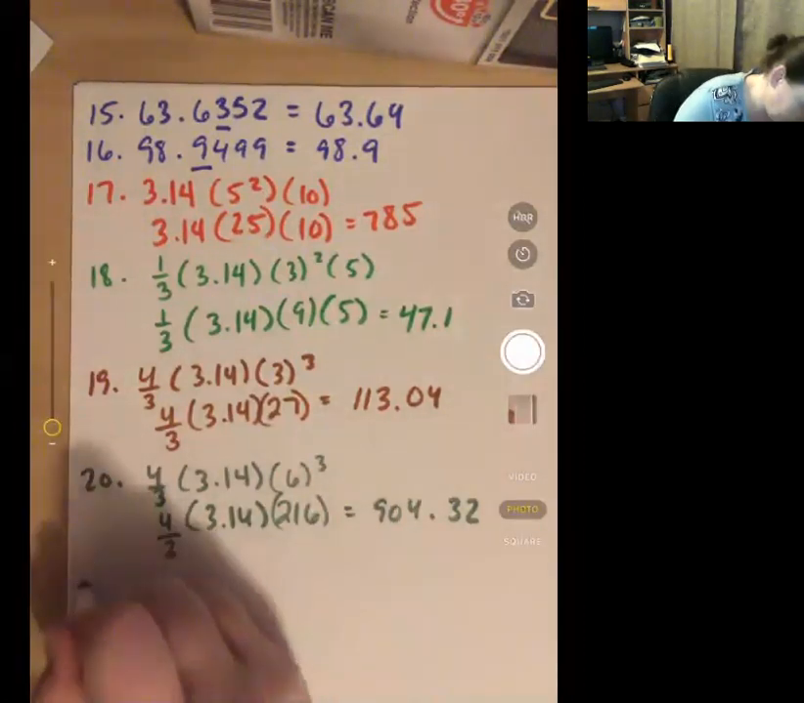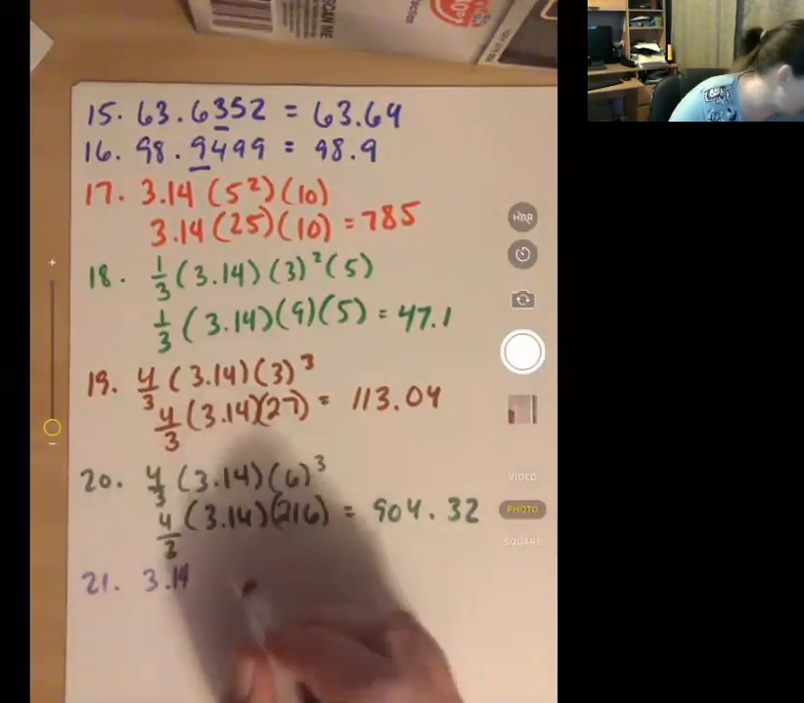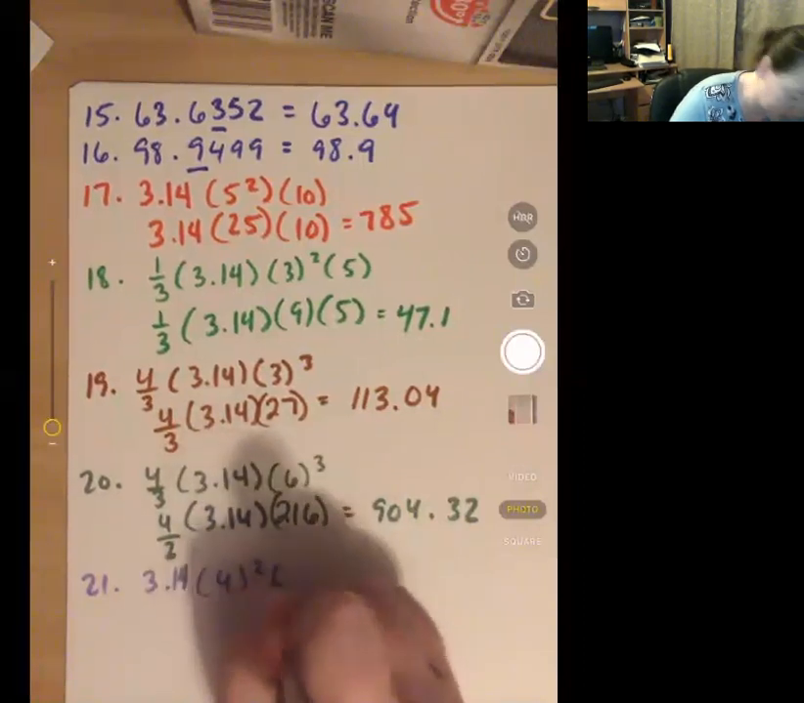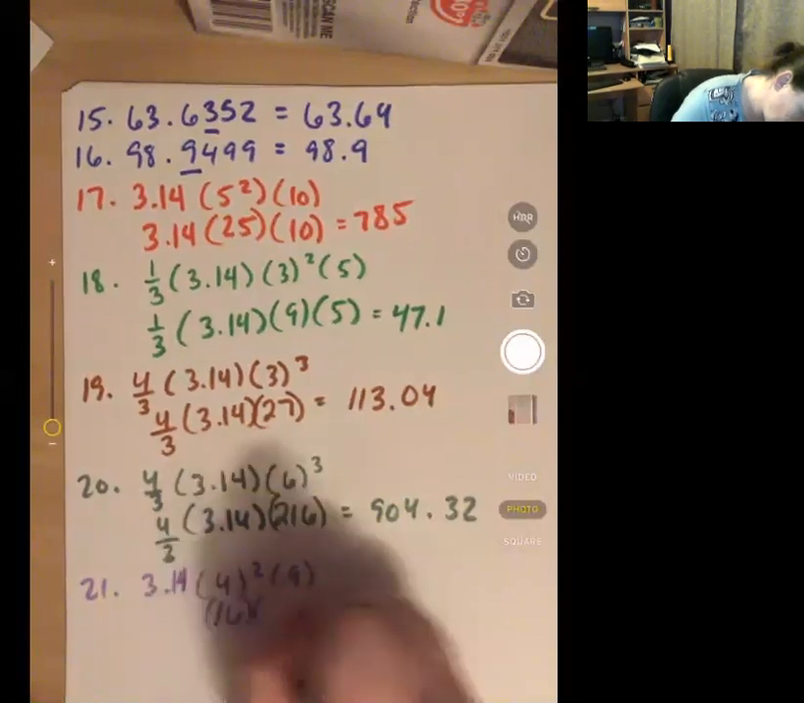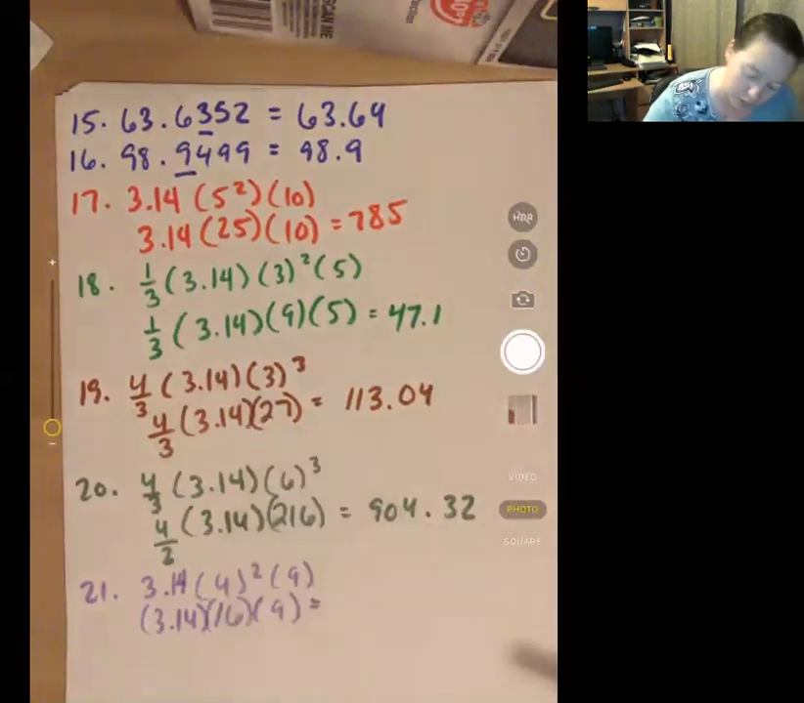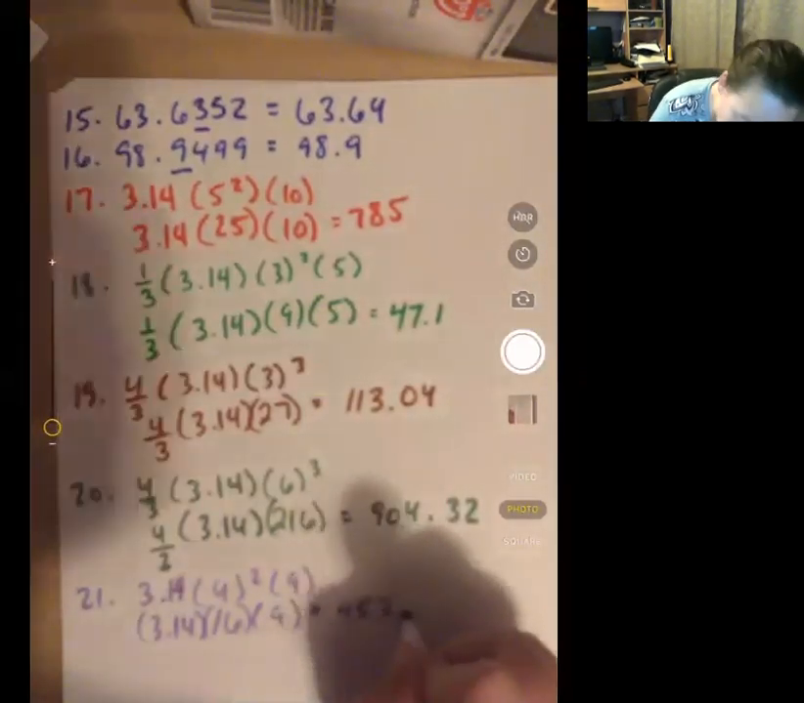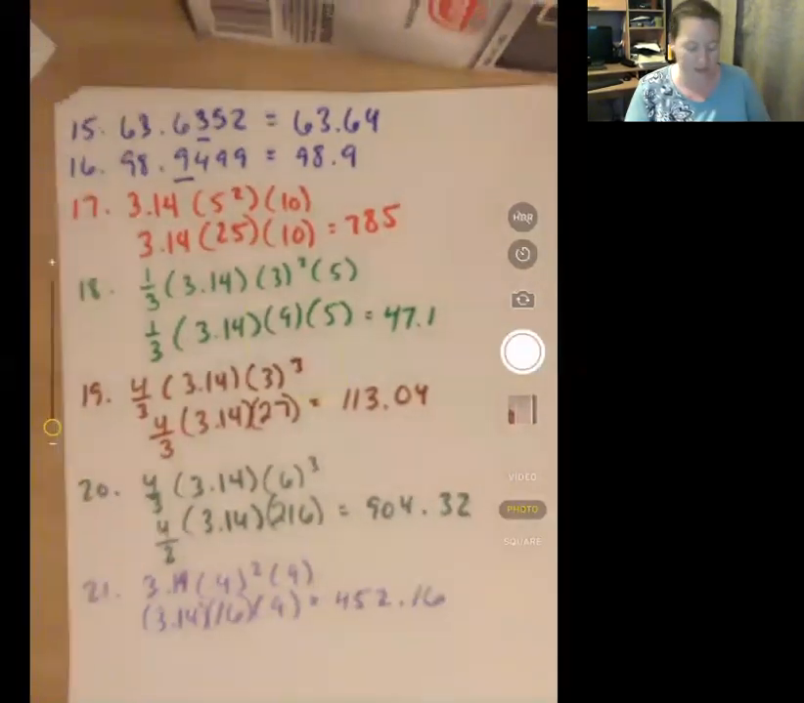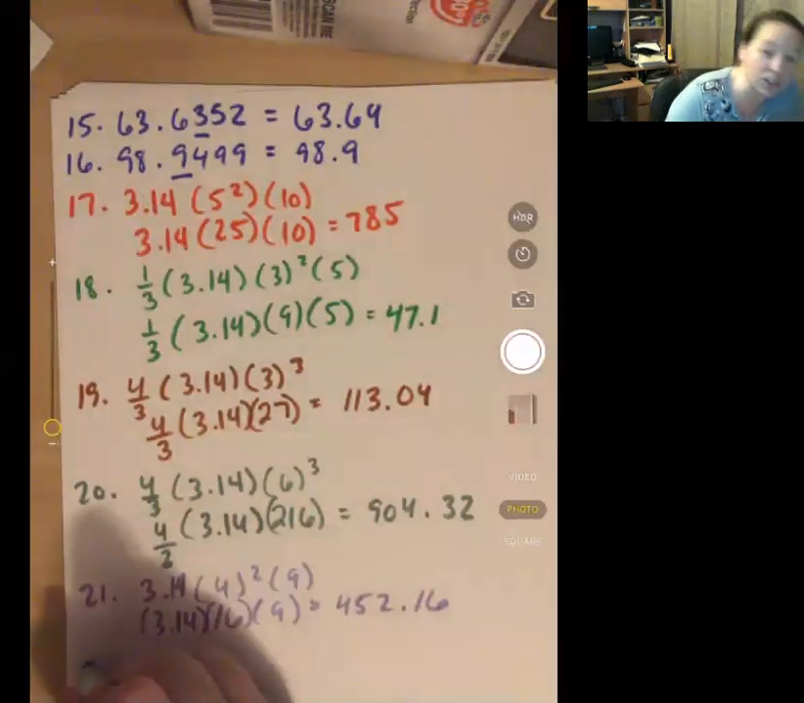Number 21. 3 14/100 times 4 squared times 9. 4 squared, 4 times 4, literally 16 times 9 and 3 14/100. So I'm just going to multiply all that across. Gives me 452 16/100.